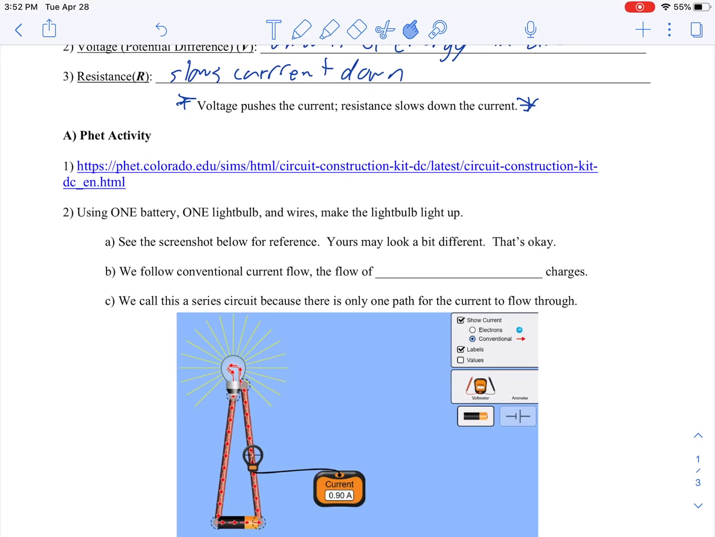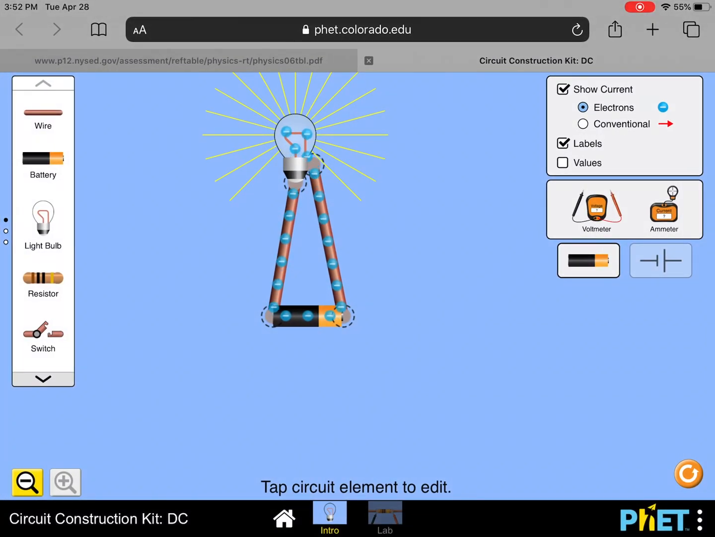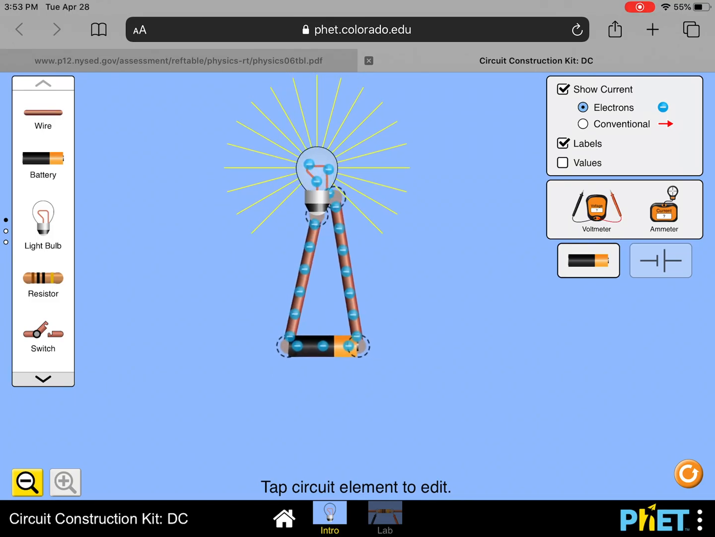So for example, we're going to use conventional current flow. What does that mean exactly? Back in the day, Ben Franklin kind of messed things up, and he thought that positive charges were the ones that move, but actually it's negative charges that move. But we still use the convention he started hundreds of years ago.